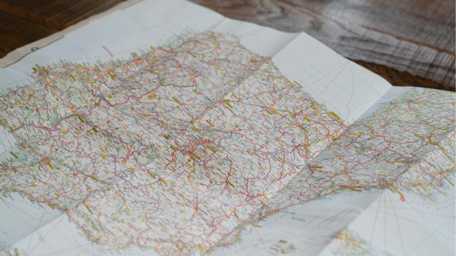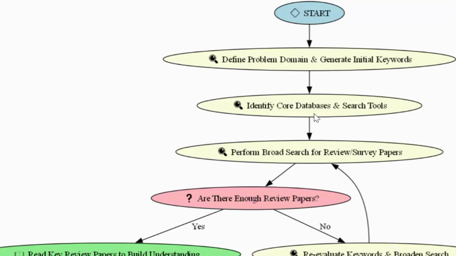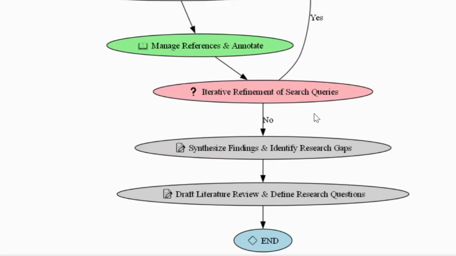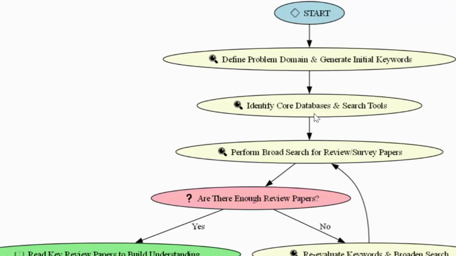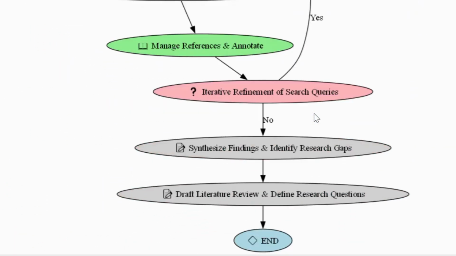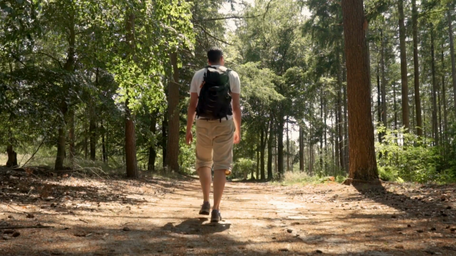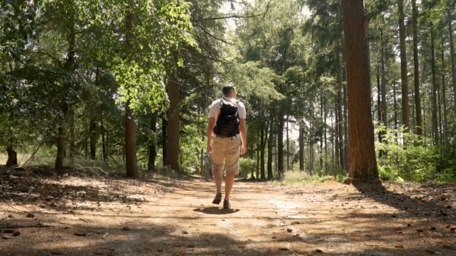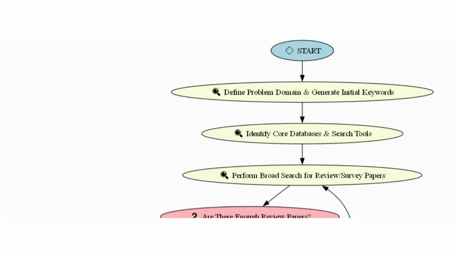We will explore the major steps you should follow, from identifying your problem domain and generating keywords to managing your references and finally writing your review. In the upcoming videos, we will break down each of these steps in detail with tools, tips, and examples. So by the end of this series, you will feel very confident navigating the literature in your field. So here is a high-level roadmap in a form of a flowchart.